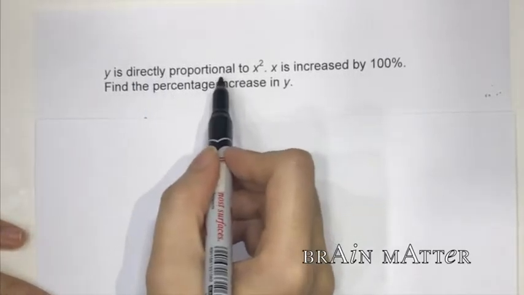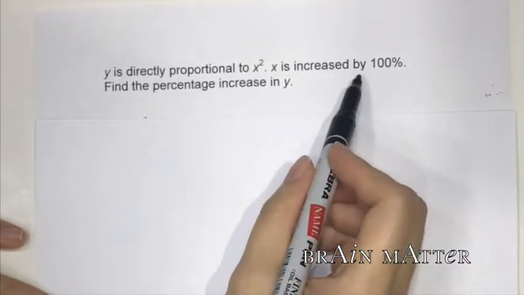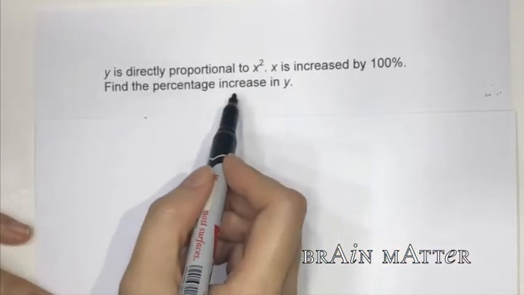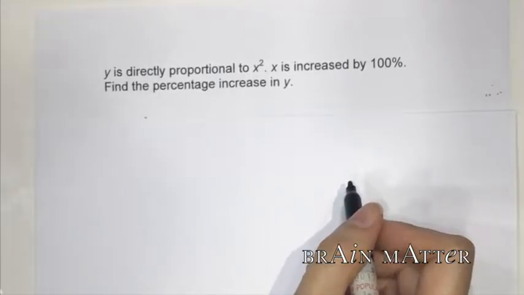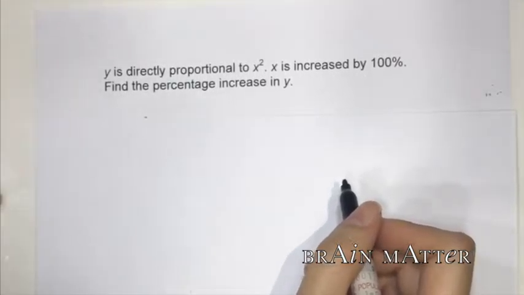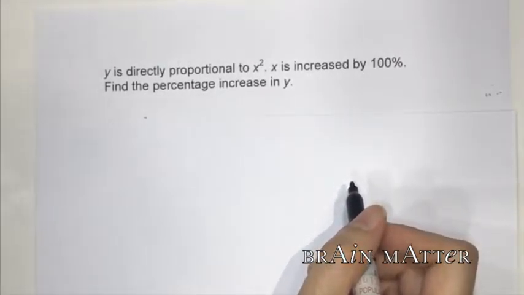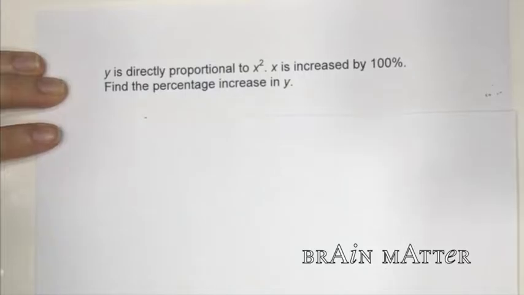Y is directly proportional to x squared. X is increased by 100%. Find the percentage increase in Y. Sometimes teachers actually teach students to use ratio to find an answer. But for me, I personally prefer to use the definition method.